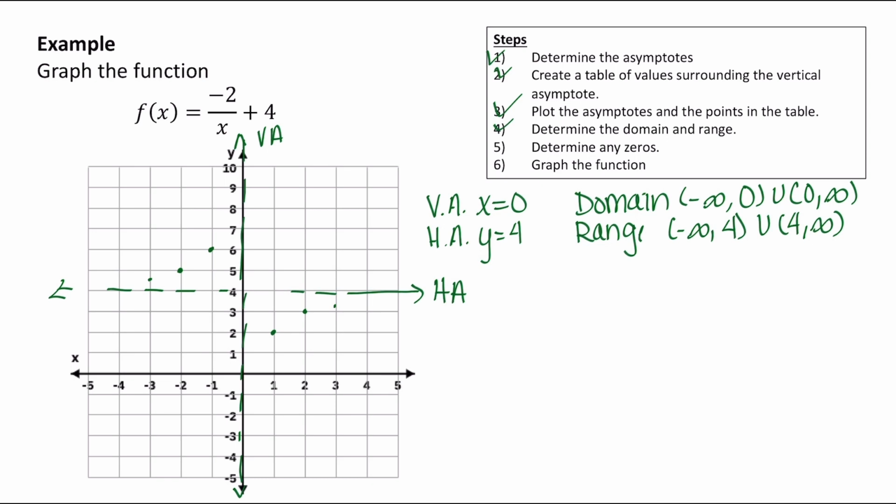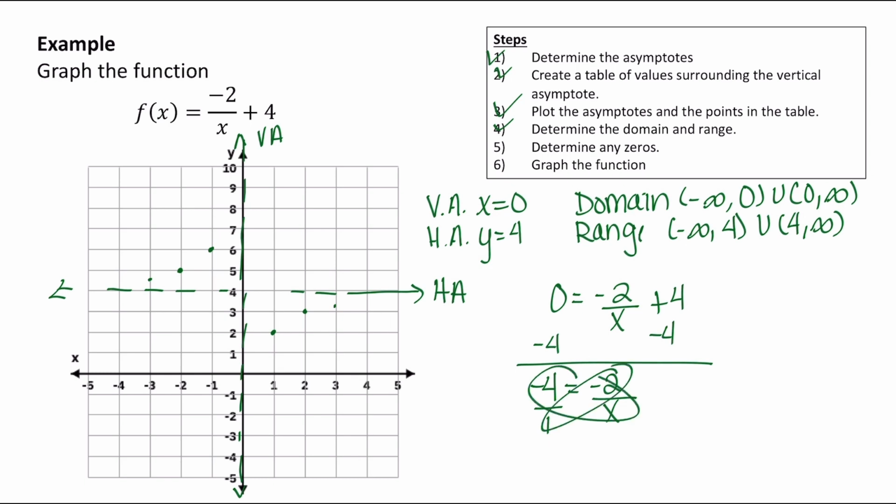Now let's figure out any zeros of this function. So we set this function equal to 0. So we have 0 equals negative 2 over x plus 4. We start off by subtracting 4 from both sides. So we have negative 4 equals negative 2 over x. We can turn the 4 into a fraction and then crisscross multiply. So we have negative 2 equals negative 4x. And then we divide both sides by negative 4, which gives us 1/2 equals x. So that means that I have an x-intercept at 1/2, 0. So I'm going to put my x-intercept right here.